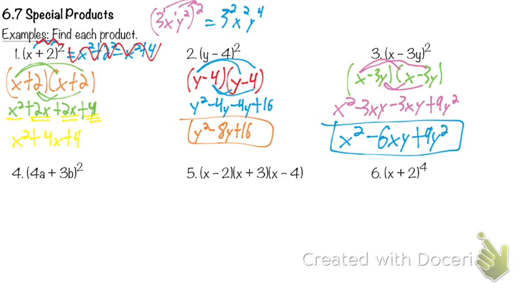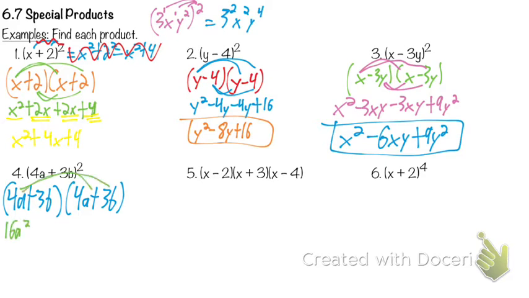I want you guys to try number 4 on your own. When you have this one or have questions, go ahead and raise your hand. So on this problem, we write it twice again. So we have 4a plus 3b, and then another 4a plus 3b. Then let's distribute: 4a times 4a is going to be 16a squared. 4a times 3b is 12ab. 3b times 4a is 12ab as well. And then 3b times 3b is 9b squared.